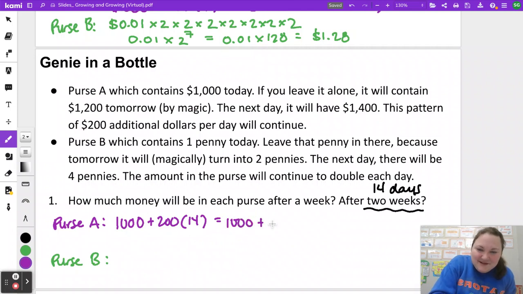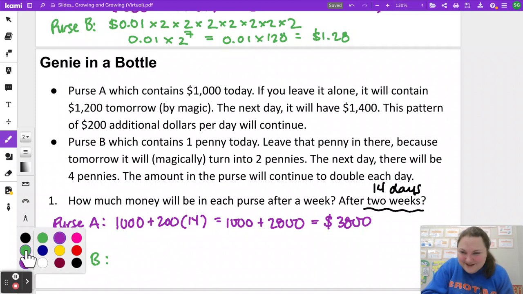And so when I do that multiplication, it gives me $2,800. And so for purse A, we have a grand total of $3,800. Still looking really good. I would love that much money.